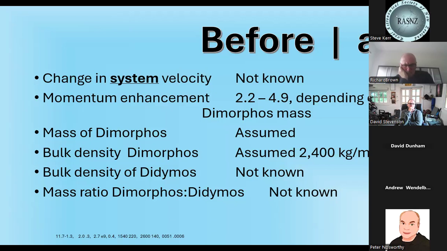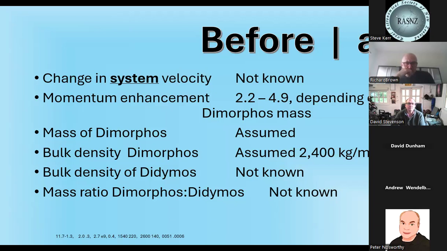Bulk density of Didymos, they didn't know. It has come out as 2,600 plus or minus 140. And the mass ratio, they didn't know, has come out as 0.0051 to 1. Those values are much more certain, really good uncertainties, and they're derived entirely from our occultations.